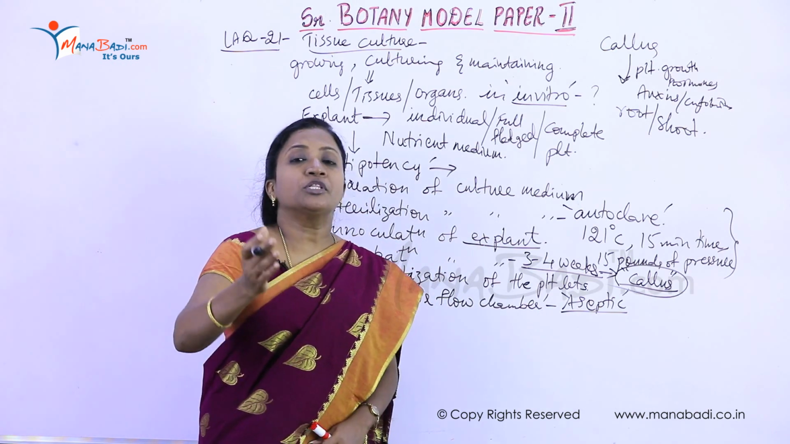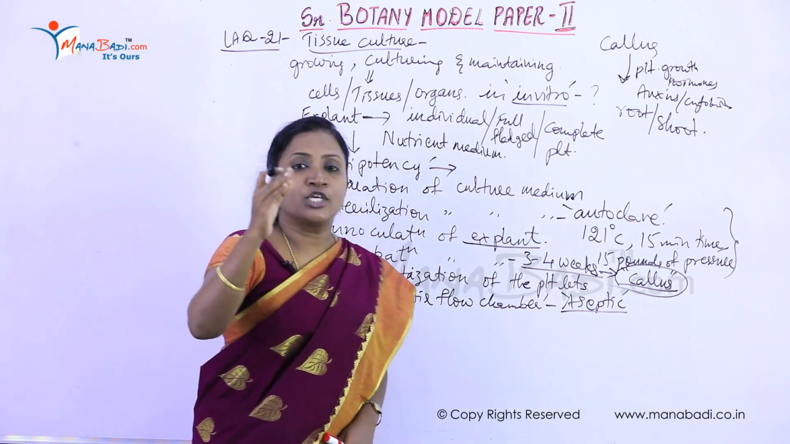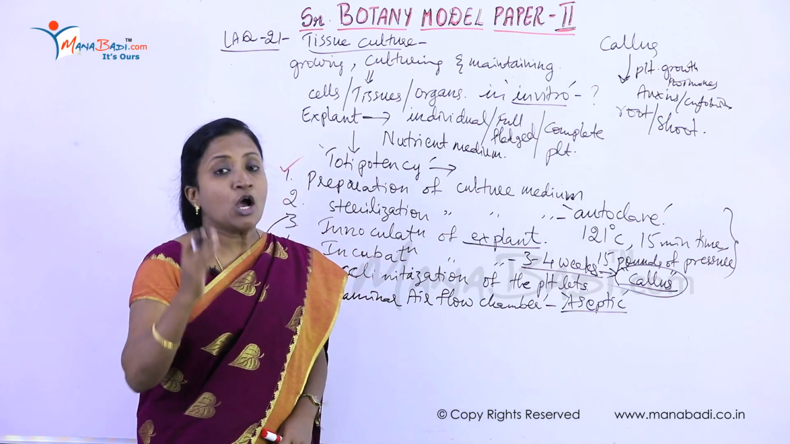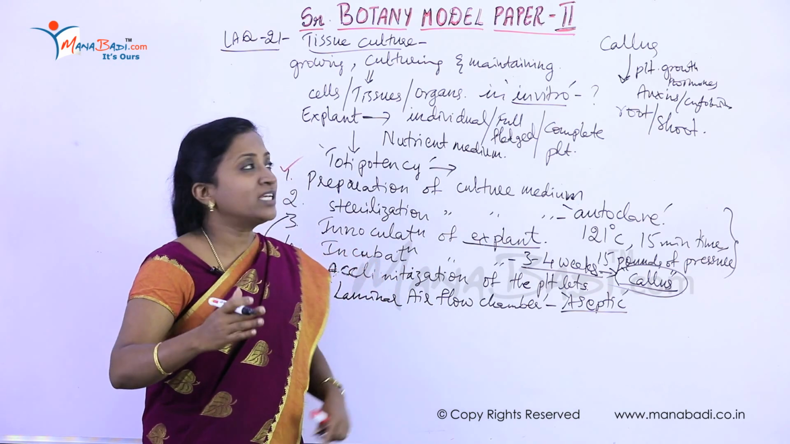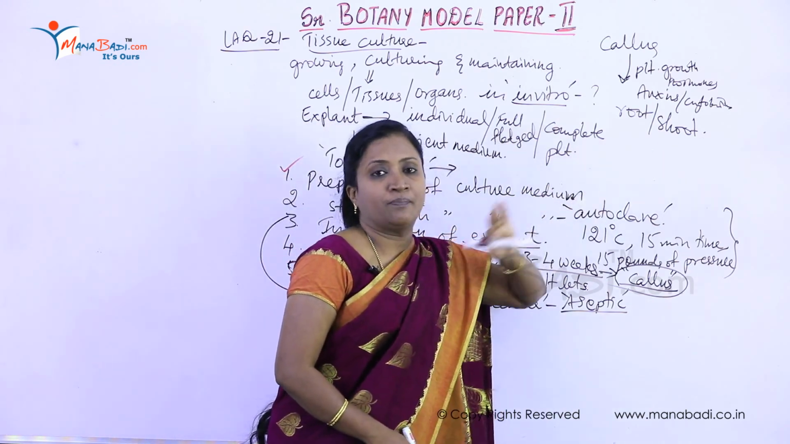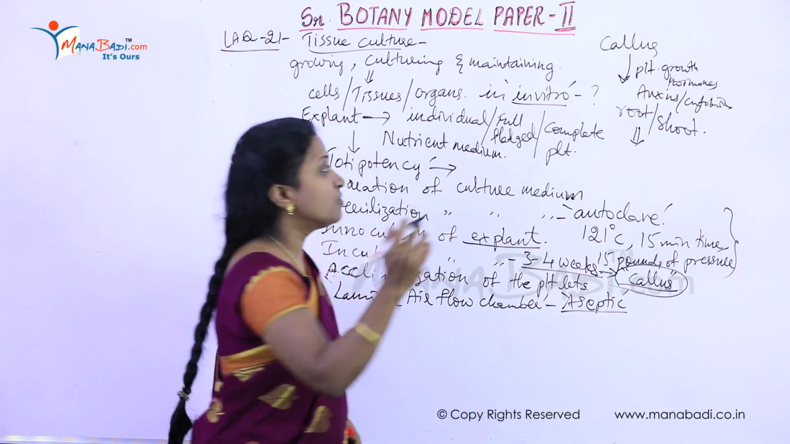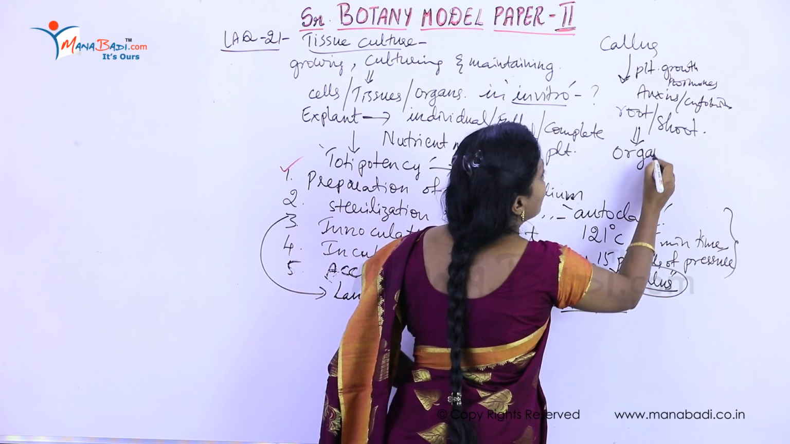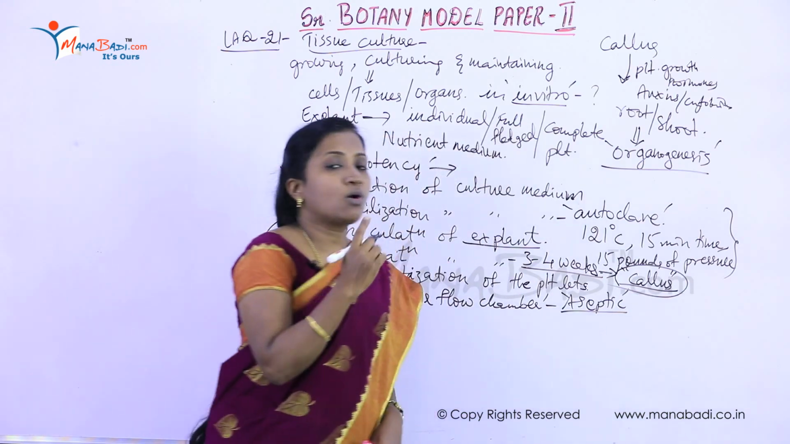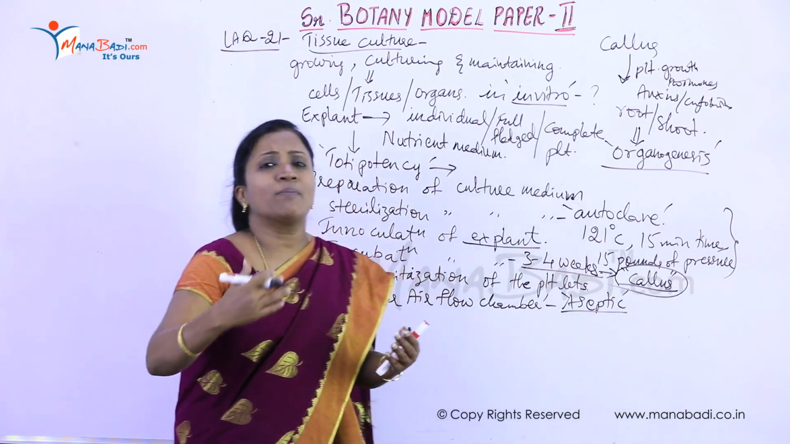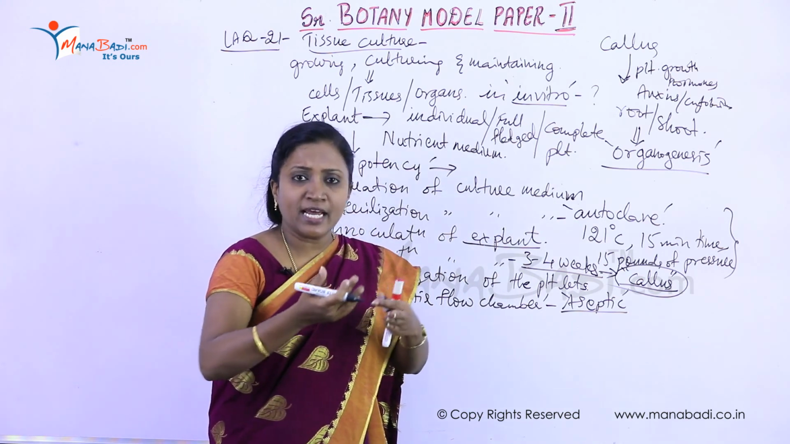So by the addition of plant growth regulators or hormones like auxins or cytokinins, we get the initiation of the formation of root and shoot. This initiation or formation of root and shoot is called organogenesis, that is, the formation of organs. So this is what can happen in one case.